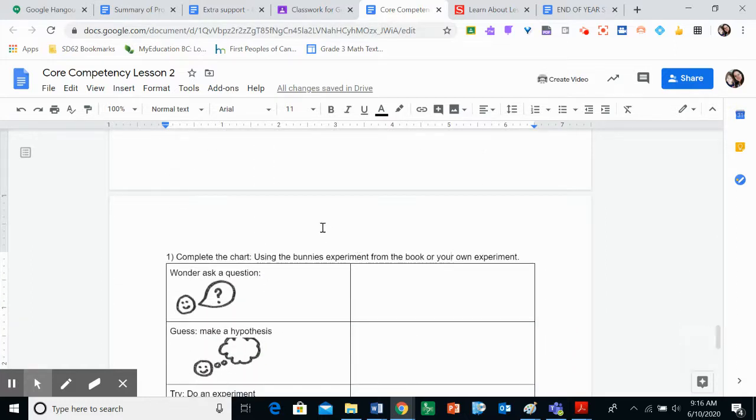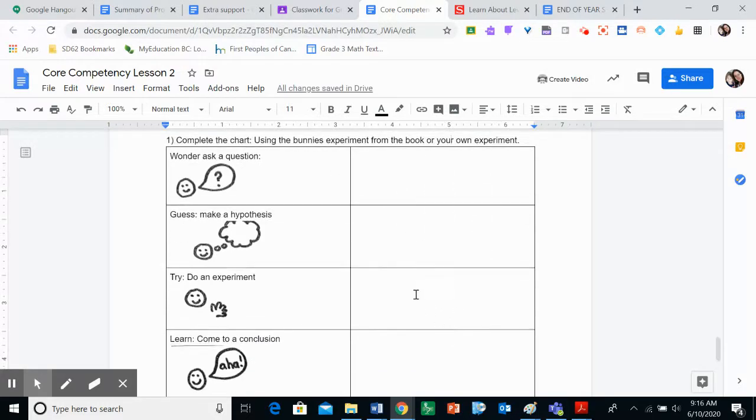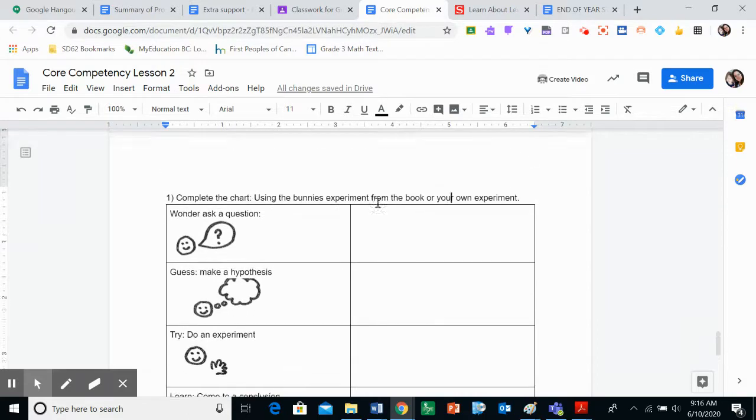So your job is to complete this chart. There are 4 parts. Each question will be worth 2, based on how you wrote it and the quality of what you've written. You can either use the bunny's experiment, or you can come up with your own time that you critically thought about something. So feel free to use the bunny story or your own idea.